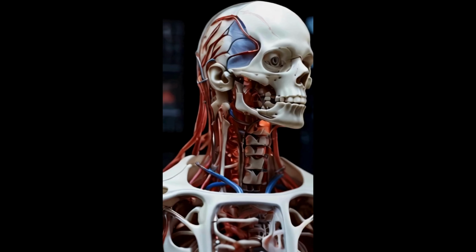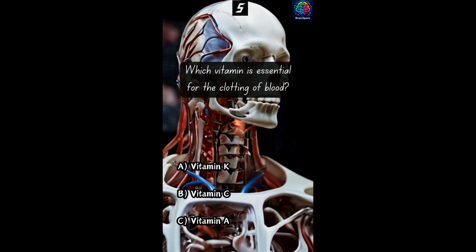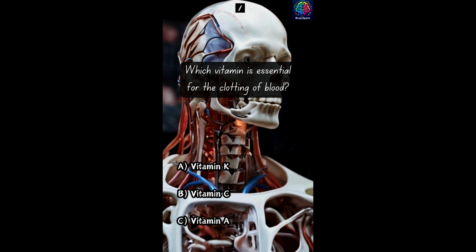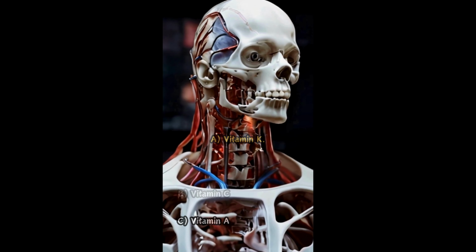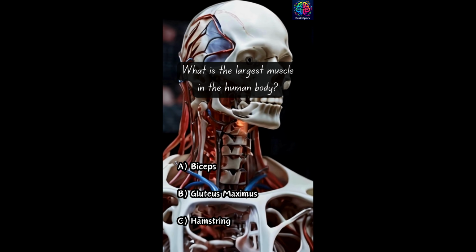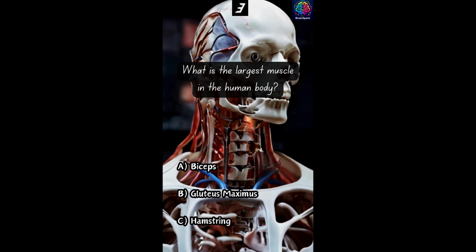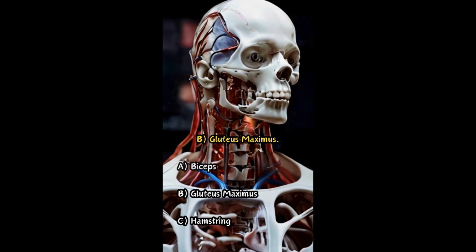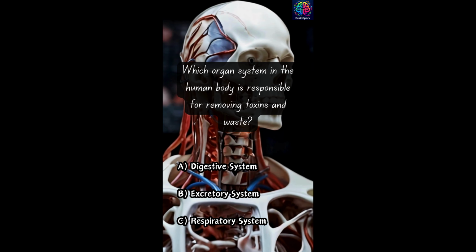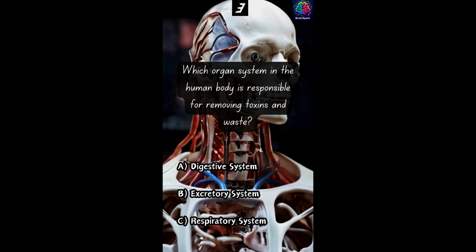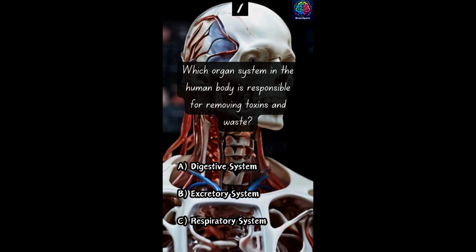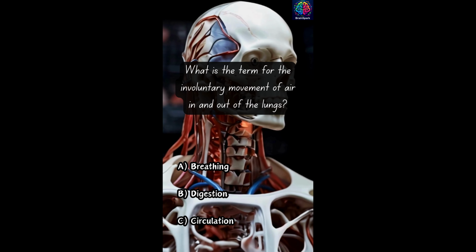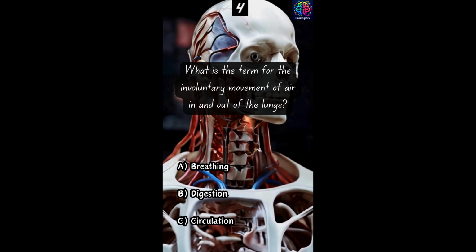A. Depth perception. Which vitamin is essential for the clotting of blood? A. Vitamin K. What is the largest muscle in the human body? B. Gluteus maximus. Which organ system in the human body is responsible for removing toxins and waste? B. Excretory system. What is the term for the involuntary movement of air in and out of the lungs?